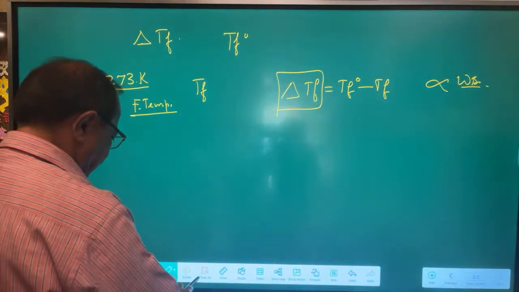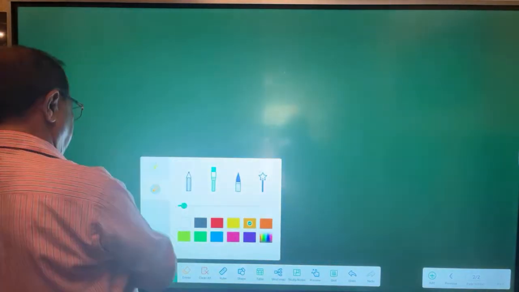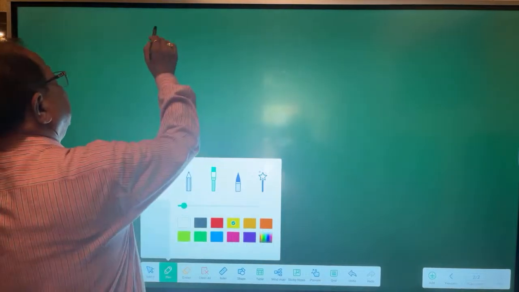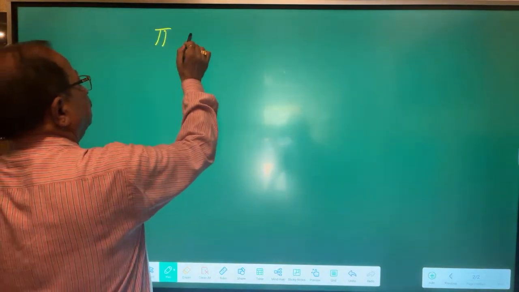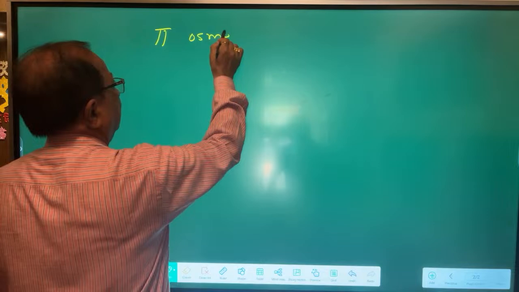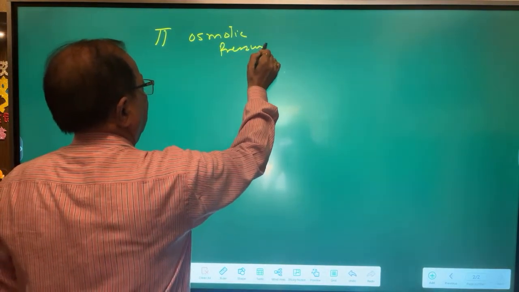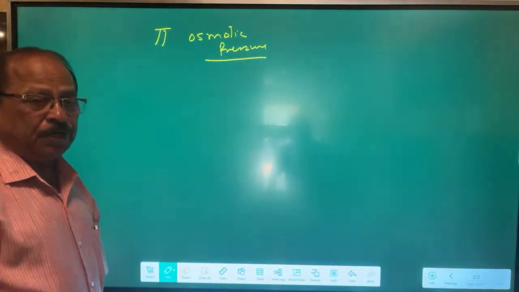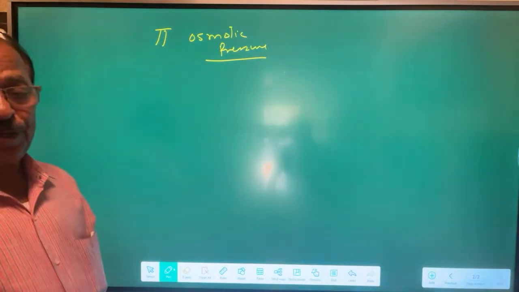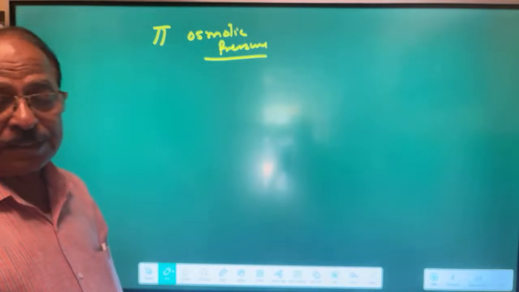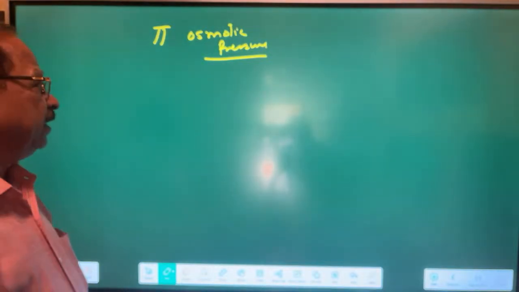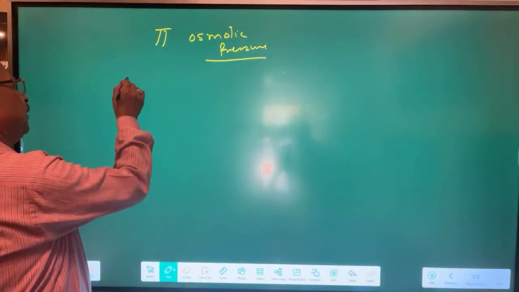The fourth colligative property which you have to study is the osmotic pressure. Okay, osmotic pressure. Sir, what is osmotic pressure? Before I explain to you the osmotic pressure, I need to tell you what is osmosis.